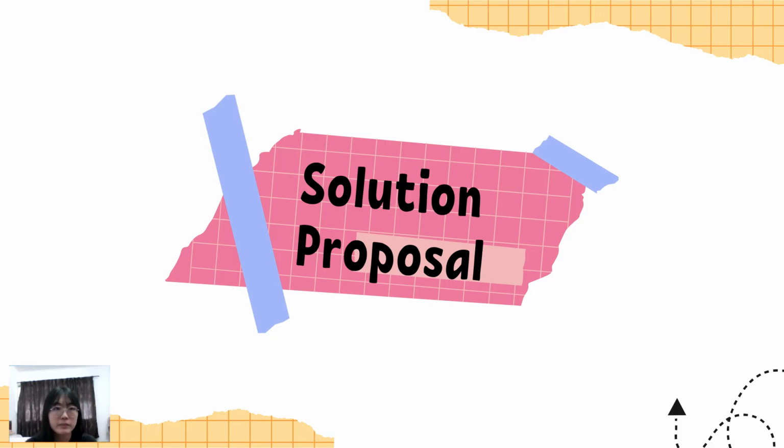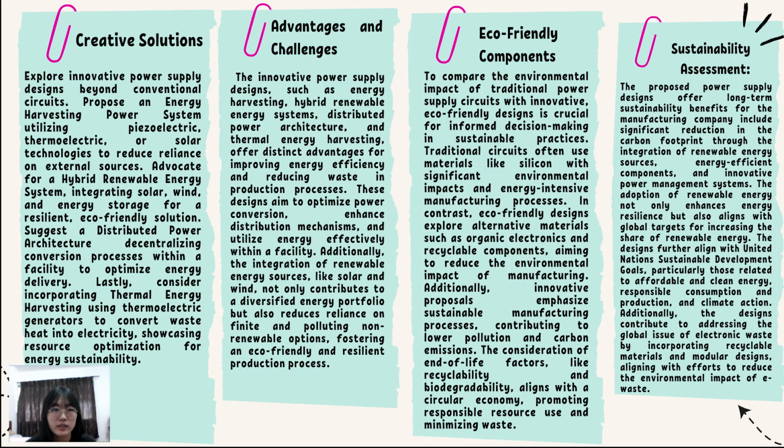Next, the company aims to revolutionize its production processes by integrating sustainable and innovative power supply solutions. The company seeks designs that not only meet technical requirements but also align with its sustainability goals. Therefore, your group must engage in a collaborative thinking process to present a solution, taking into account the following criteria.